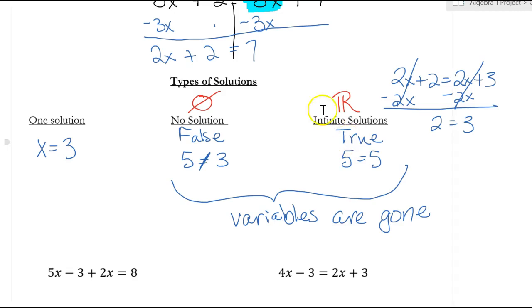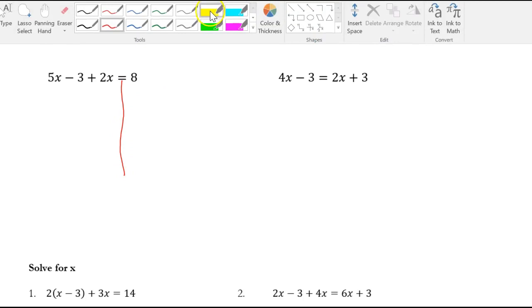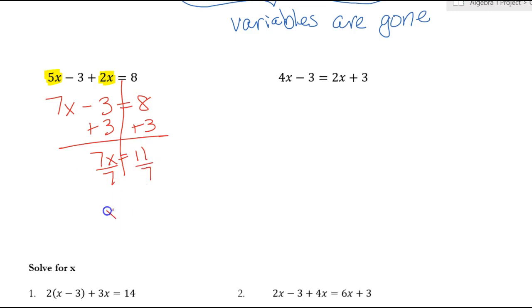All right, so now let's go ahead and do some problems. Again, I start off by drawing my line down, and I look to see if there's any distributing or things to put together. And there are. I could put this together with this. And so I get 7x minus 3 is 8. And now you have a problem, you know what to do. I add 3 to both sides. So 7x is 11. And I divide by 7. So x is 11 over 7.